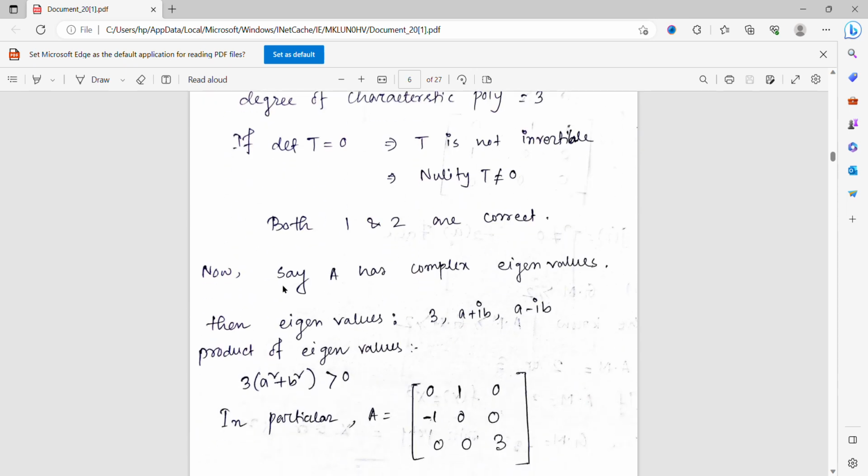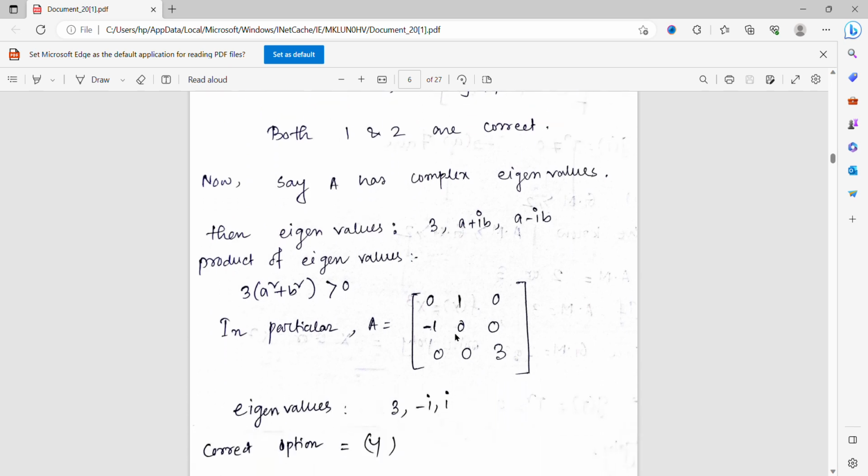Now, say A has complex eigenvalues. It is given that 3 is already an eigenvalue, right? So the other eigenvalues, say a plus ib, then since they come in conjugate form, a minus ib is also an eigenvalue. Now we know that determinant is the product of eigenvalues, right? So here the product of eigenvalues is 3 into a squared plus b squared. So this is always greater than or equal to 0.